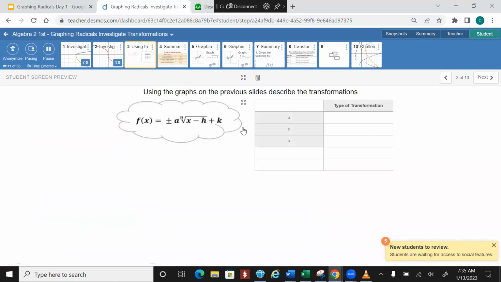Okay. So using the graphs on the previous slides, describe the transformations. Go ahead and tell me in here, type out what those transformations do. We just said them out loud. All you're doing is just putting it on your laptop. Take a second, type that out. So you should be on slide 3.